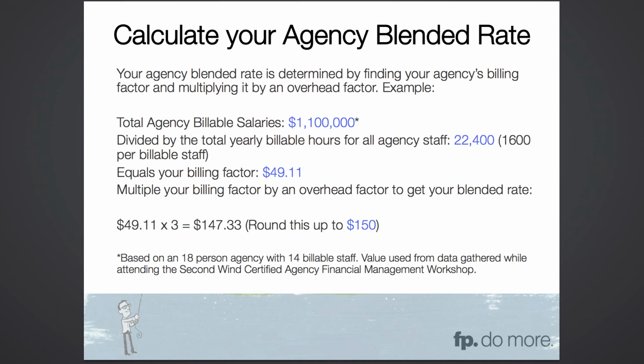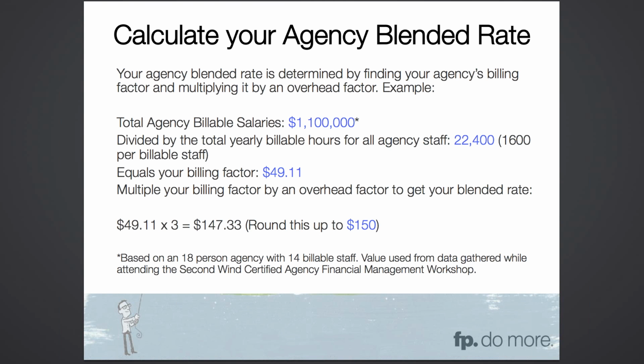So dividing those numbers gives you your billing factor. In this case, it's 49.11. You then want to multiply this by an overhead factor to get your blended rate. So that 49.11 multiplied by 3 is coming out to just under $150, rounding it up to $150.